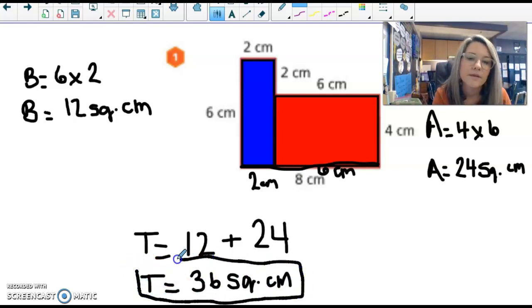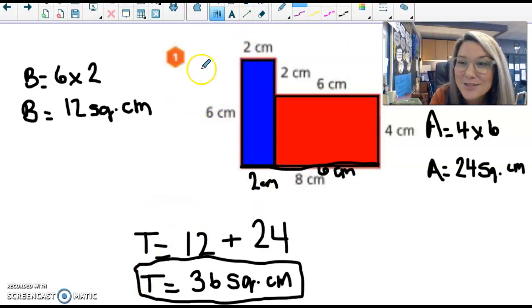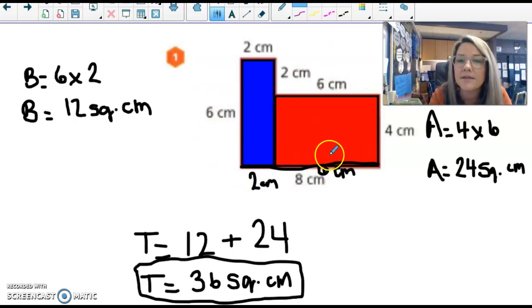Okay. All right, so what we can do is we can break shapes into different sized parts. And as long as we make certain we include each of those parts, when we add the area of those smaller parts, it gives us the area of the total shape. Okay, so I know there's a lot of measurements and dimensions here, but you've got to reason through. Just like we did to find the dimensions of the red rectangle.